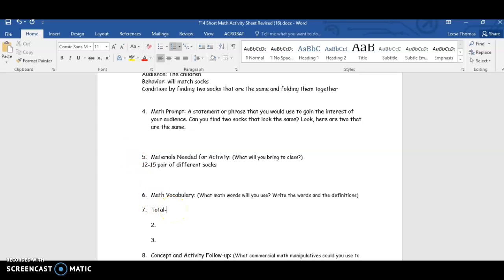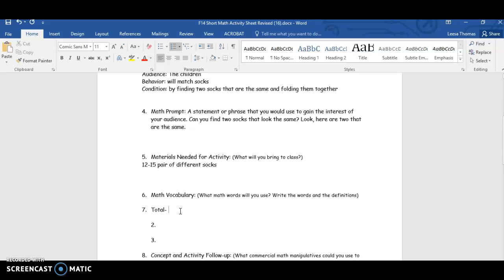Total. Now listen. Do you see where it says, write the words and definitions? I'm pretty easygoing on the scoring of these first math and science lessons, but as we go, you are going to be expected to read the instructions and follow them and make sure that you define your words. So total. What does total mean? And then you're going to pick two more vocabulary words, but first you need to define total.